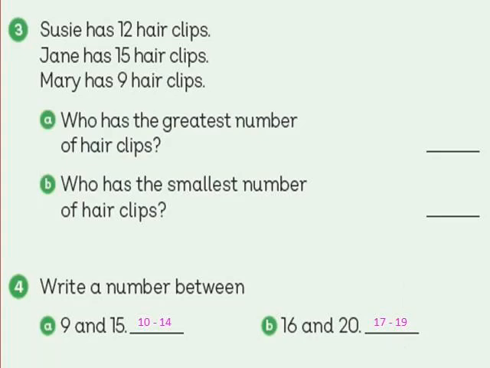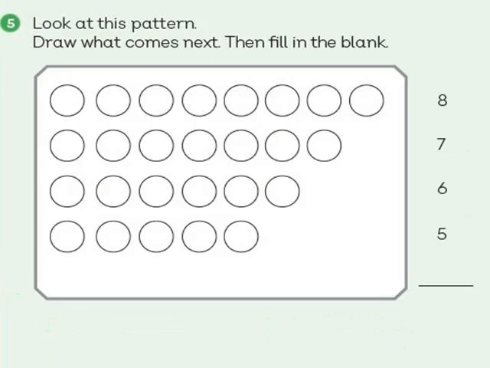Okay, we have 8. So you can see 1, 2, 3, 4, 5, 6, 7, 8 circle. Then we have 7. 1, 2, 3, 4, 5, 6, 7. Then we have 6. 1, 2, 3, 4, 5, 6 circle. Then we have 5. We have 1, 2, 3, 4, 5 circle. And what about this?